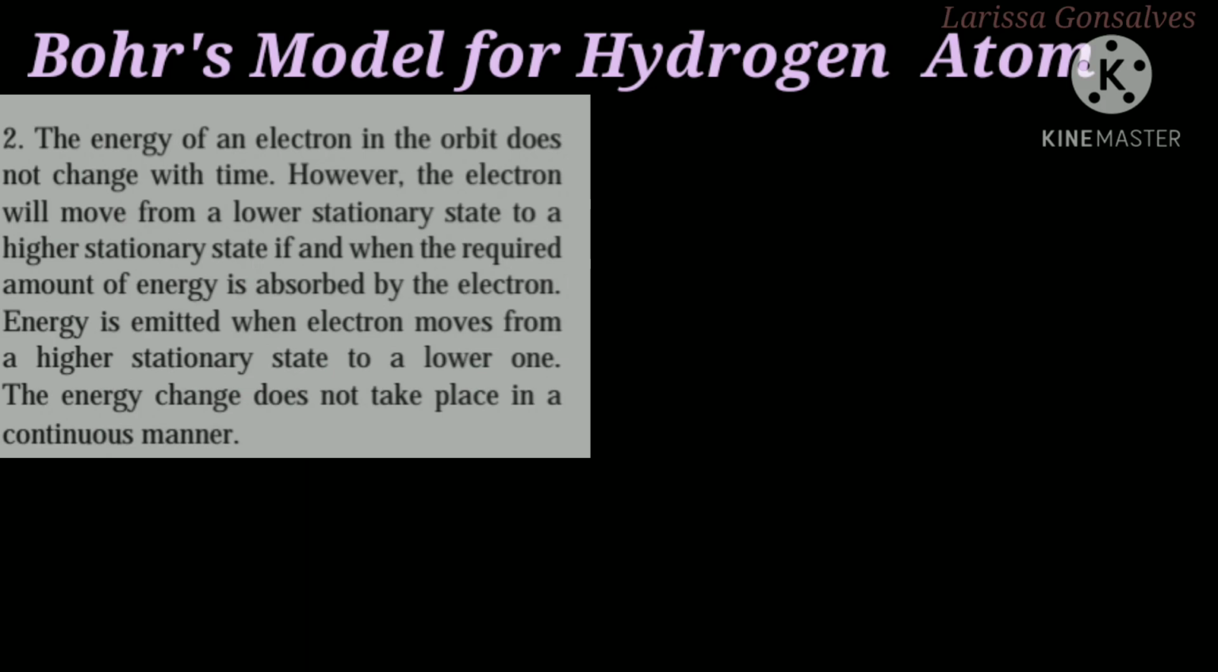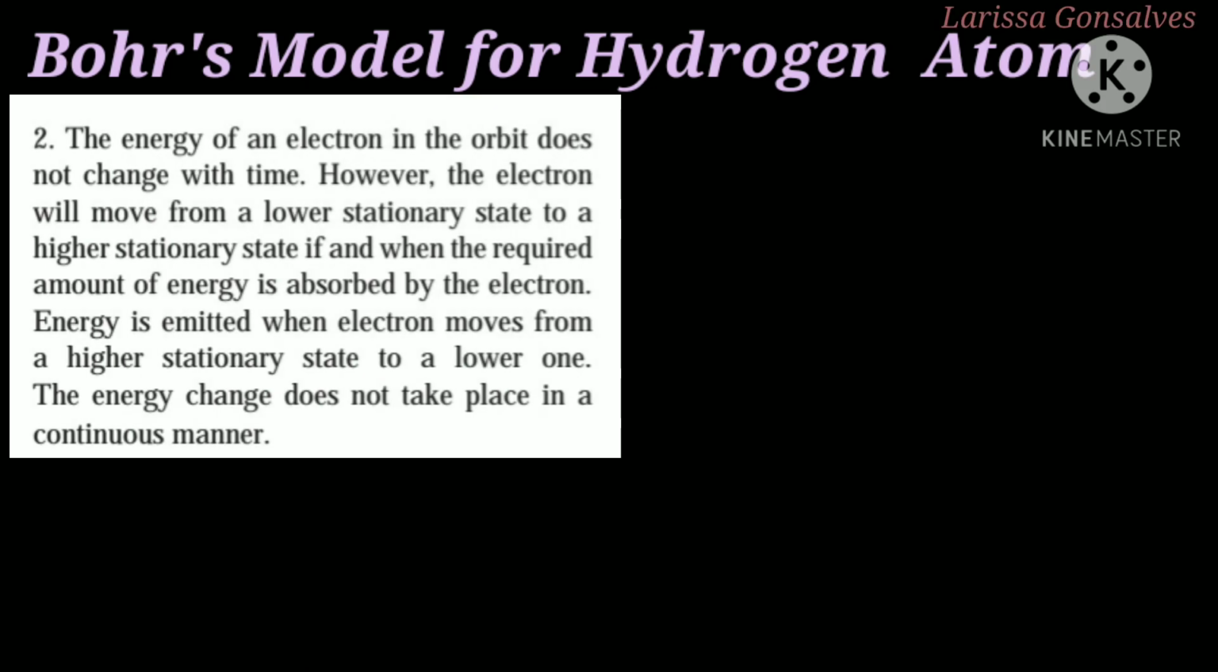The second postulate: the energy of an electron in an orbit does not change with time. However, the electron will move from a lower stationary state to a higher stationary state if and when the required amount of energy is absorbed by the electron. Energy is emitted when the electron moves from a higher stationary state to a lower one, and the energy change does not take place in a continuous manner.